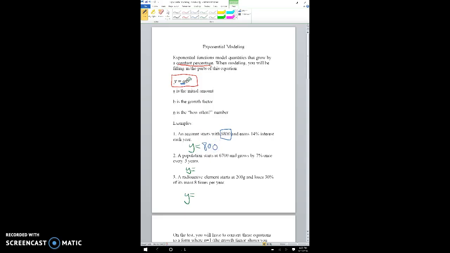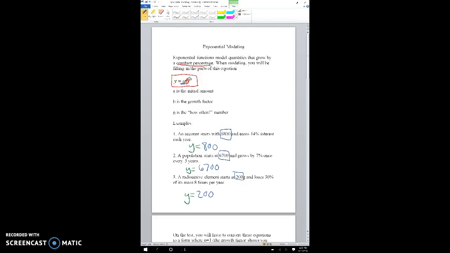Number 2, a population starts at 6,700. Yep, there it is. That's the initial amount. And there's A. A radioactive element starts at 200 grams. All right, there we go. Easy enough. So figuring out A from a description is pretty easy. Next, we need to figure out B, the growth factor.